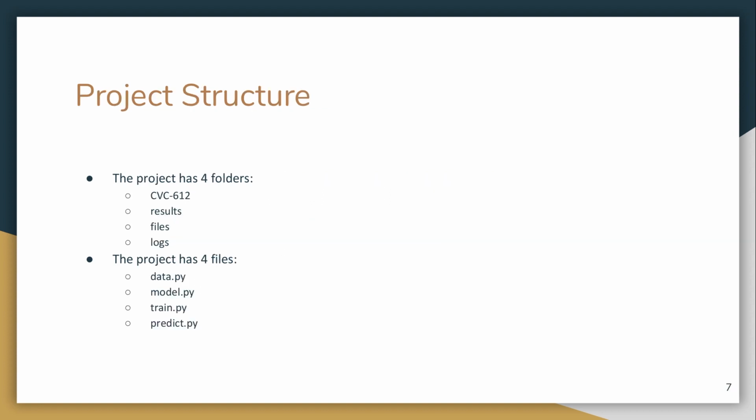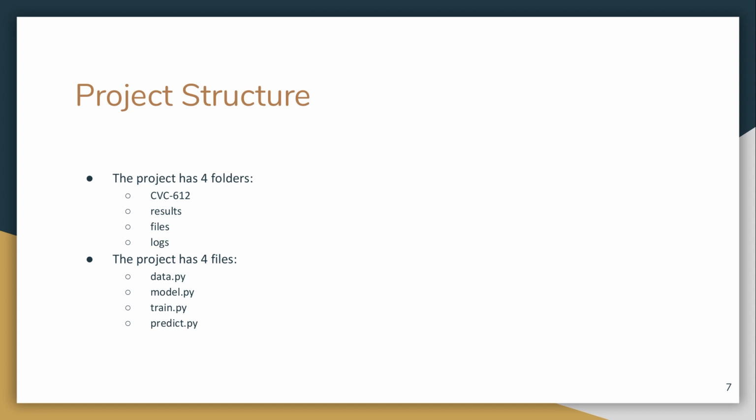Next, the project structure. This project consists of 4 folders. CVC612 is the dataset folder. It contains the images folder as well as the mask folder, which contain the image and mask files. Second is the results folder. This folder is going to store the prediction images, the predicted results on the test dataset. The files folder contains the weight file, the CSV file and other required files. The log folder contains the TensorFlow log files.